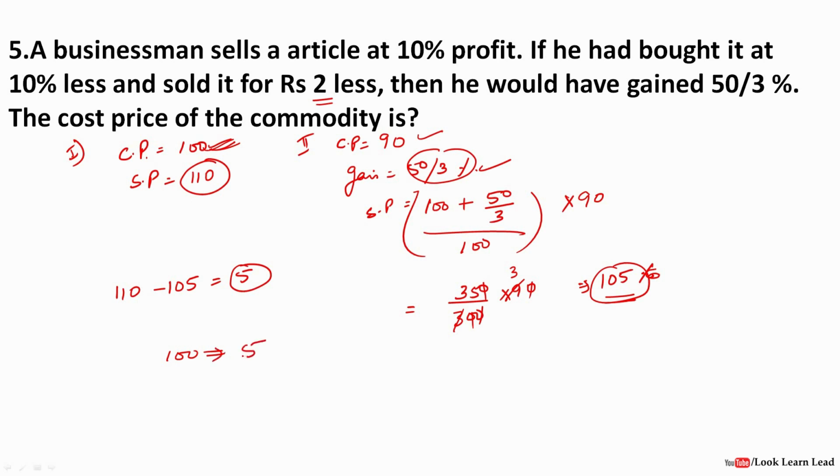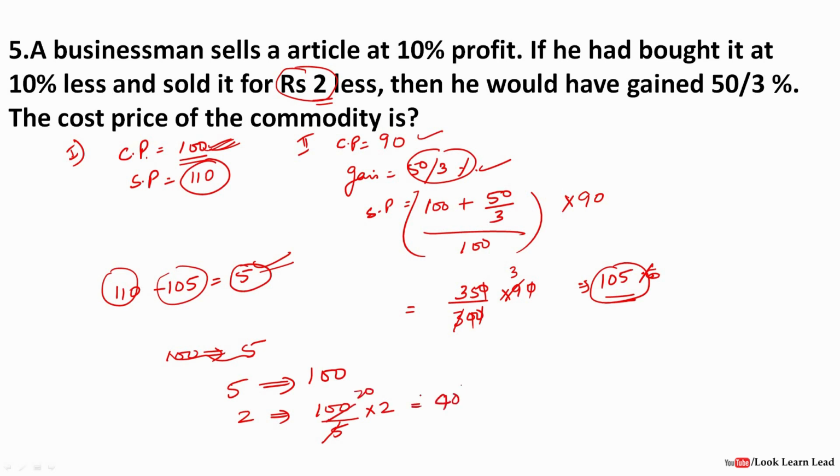Or you can take it like this: if the difference between the first selling price and the second selling price is 5, the cost price is 100. But the difference in the equation is 2. So if the difference is 2, what would be the cost price? It would be 100 upon 5 into 2. So it would be 40. So 40 is the answer.